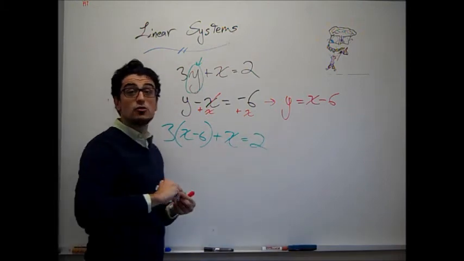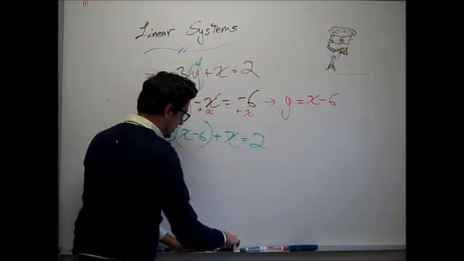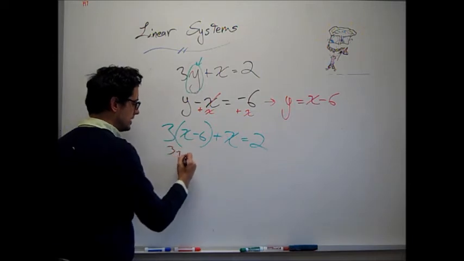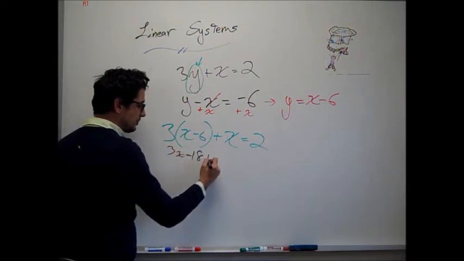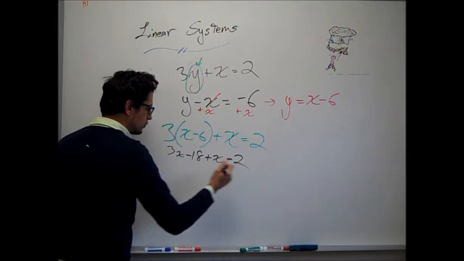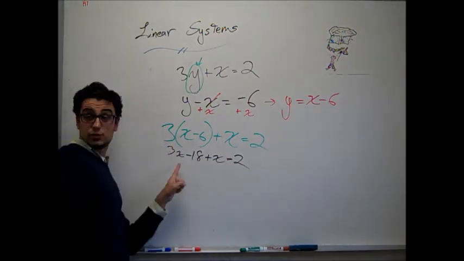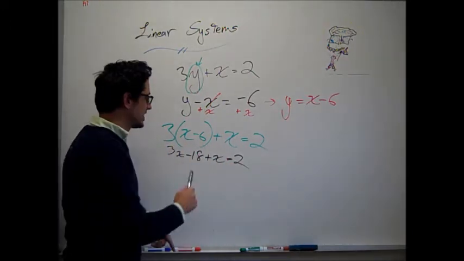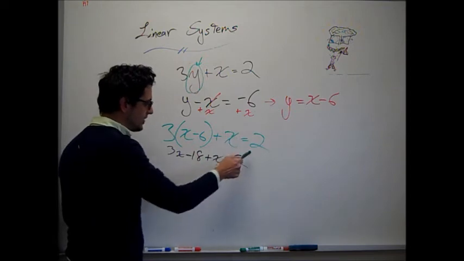So now I'm going to use, again, distributive property, and here we go. So I have 3x minus 18 plus x equals 2. So just so we're clear, 3 times x is 3x. 3 times negative 6 is negative 18, and then I have this x just down here. I have this 2 just right here.